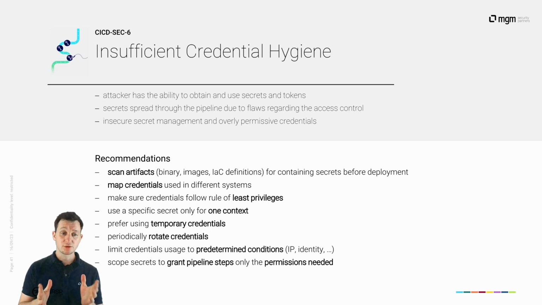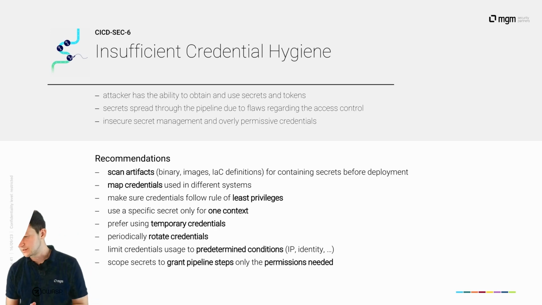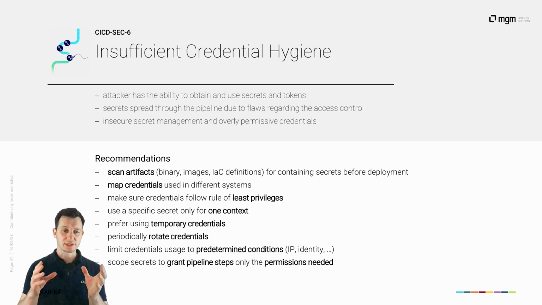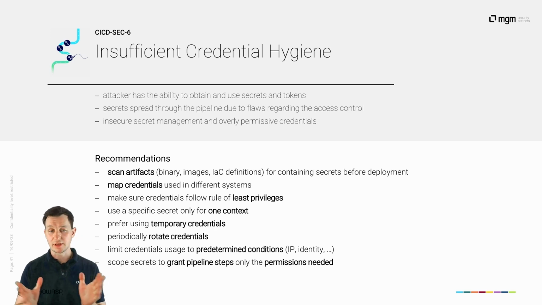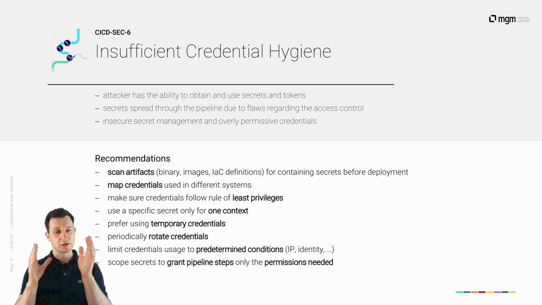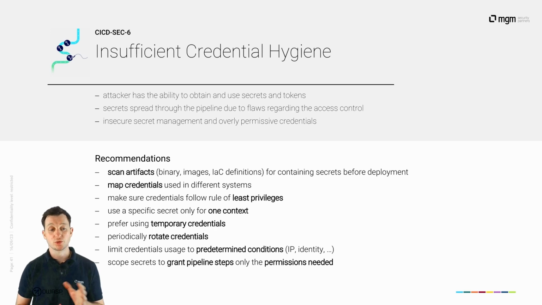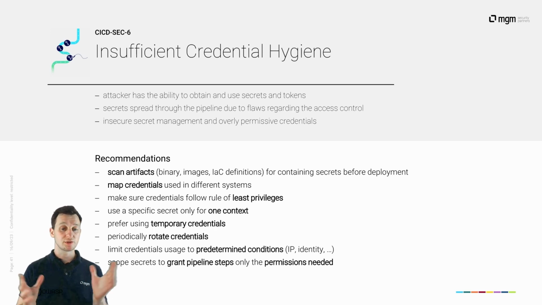You should only use a specific secret for one specific context, so you should not use this secret in this pipeline and also in the pipeline of another project. You should have project-specific secrets. Even if they are able to read the same, for a specific project you should have one specific secret that is related to this project. You should prefer temporary credentials that are destroyed themselves or are not valid for too long, in the best case not forever.